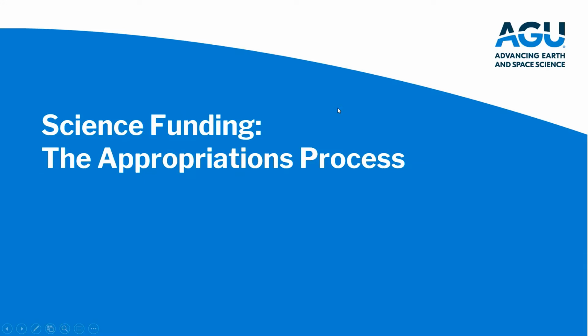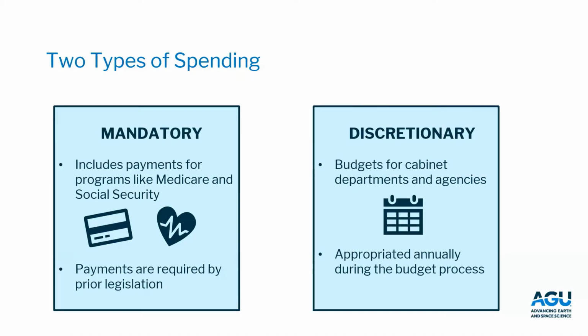Welcome to AGU's Science Policy Training Series. In this video, we'll be covering the U.S. federal appropriations process. To start, let's look at the two types of spending in the federal budget.